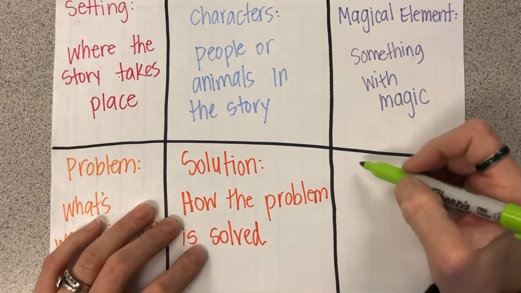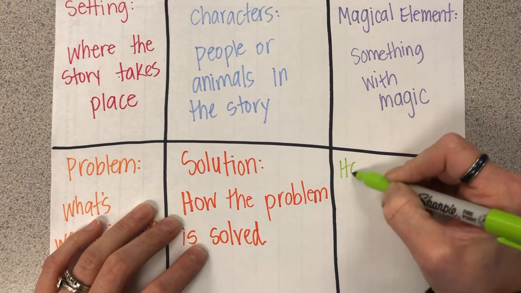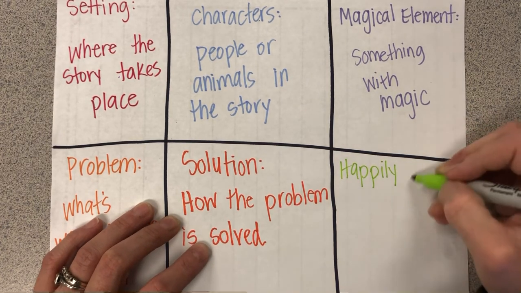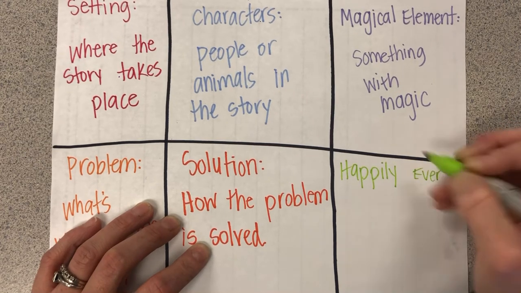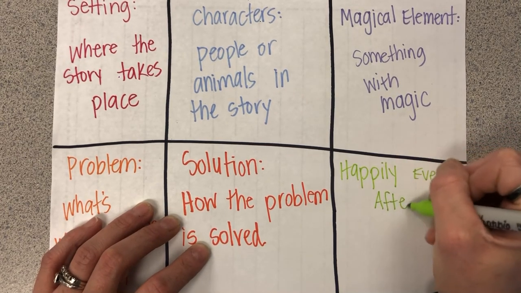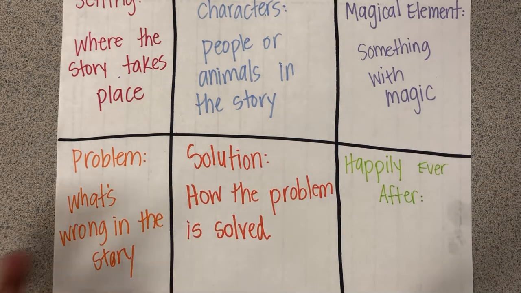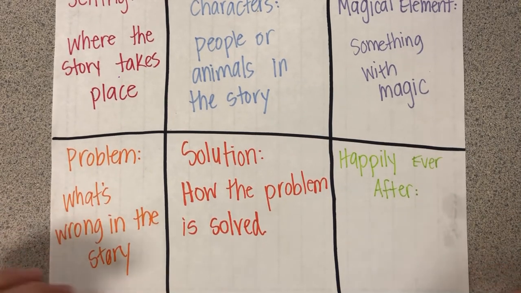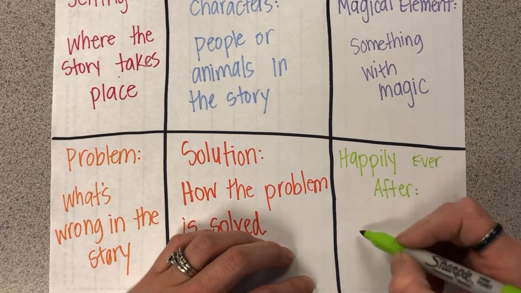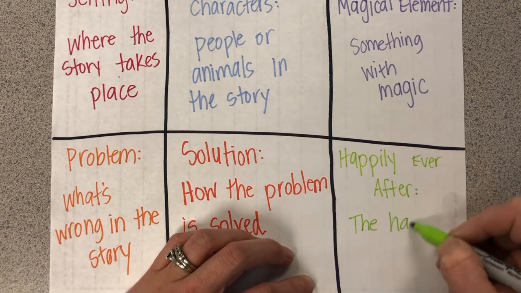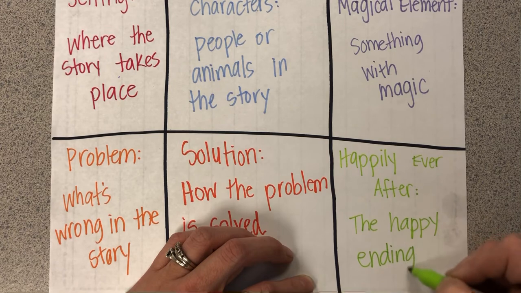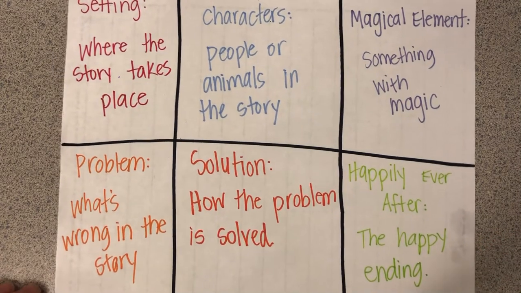All right, and then the last one is happily ever after. In fairy tales, usually they end by saying, and they all lived happily ever after. They don't always say that in particular, but there's always a happily ever after that happens in the end. Like in Cinderella, when she finds her prince and then she marries him and she gets to go on. So the happily ever after is the happy ending. So those are the 6 main fairy tale story elements.